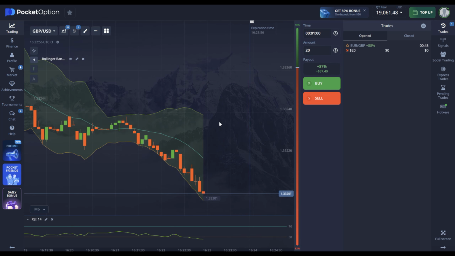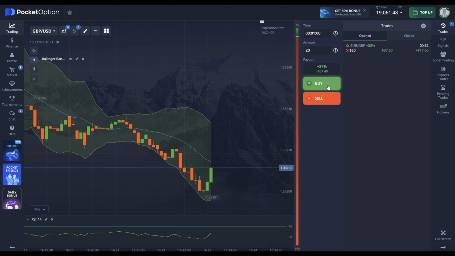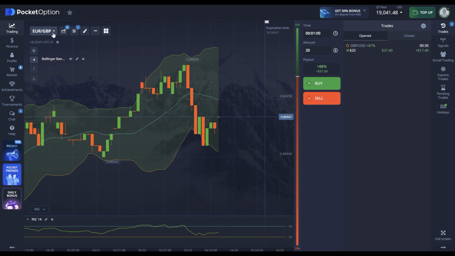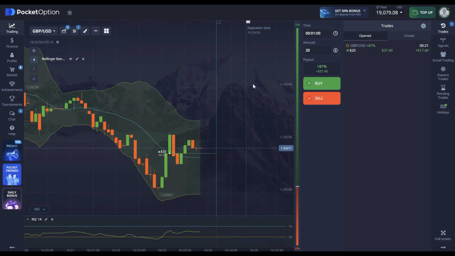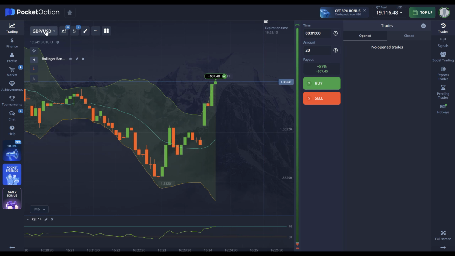For the British Pound to US dollar, the price is currently moving along the lower boundary of the price channel, and the RSI, or Relative Strength Index line, is positioned below the 30 level. We are waiting for confirmation, and are not opening a long position just yet. The Euro-British Pound trade closes in profit. The British Pound Dollar trade closes in profit.